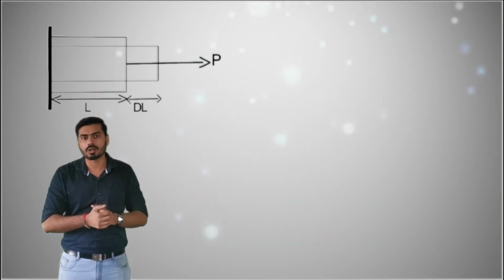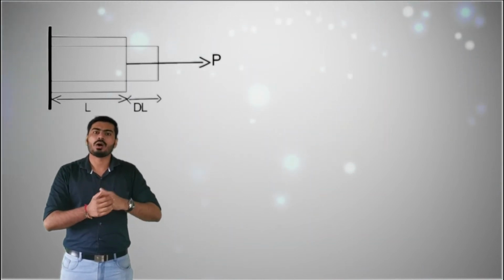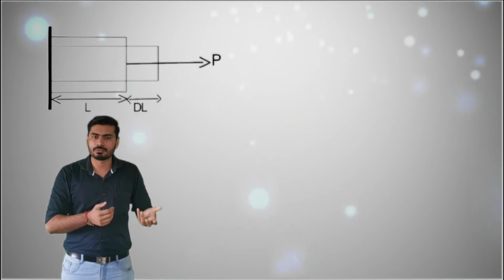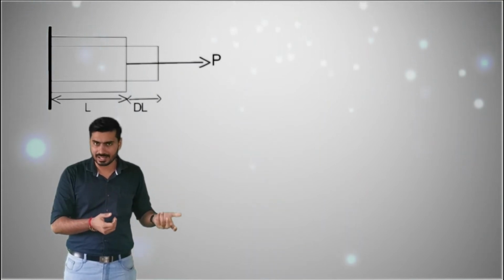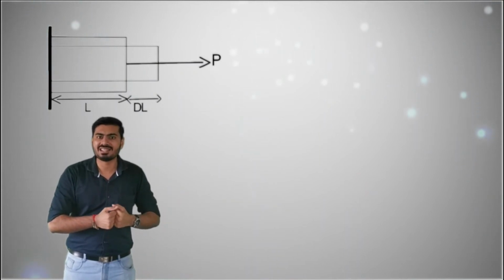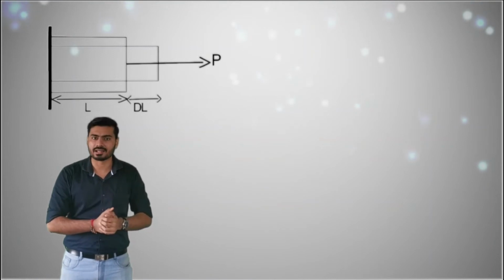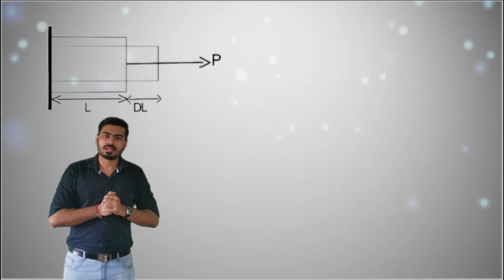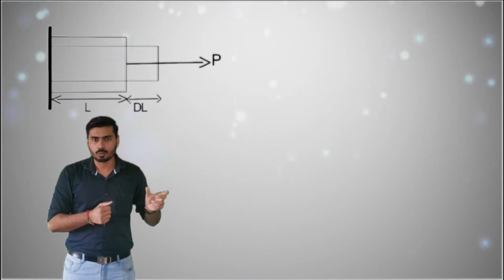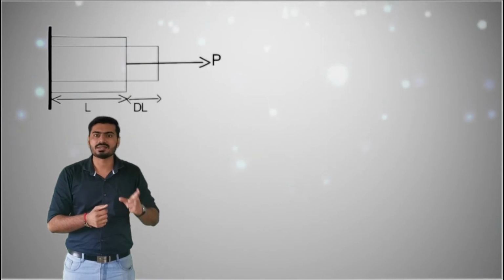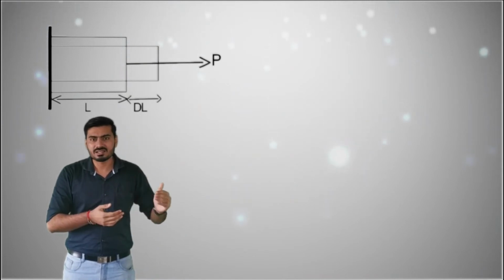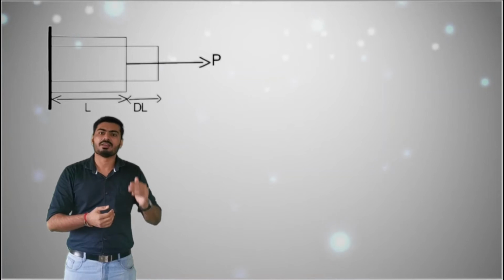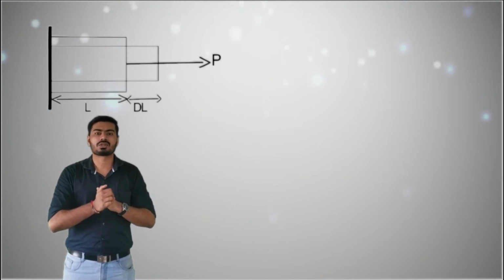Initially the length of the body was L, and now after an increment of some amount of the length, the change in length will be dl, which is represented in the diagram. As you can see, the change in length is dl, original length was L, and that's why the ratio of change in length per original length will give you the strain.